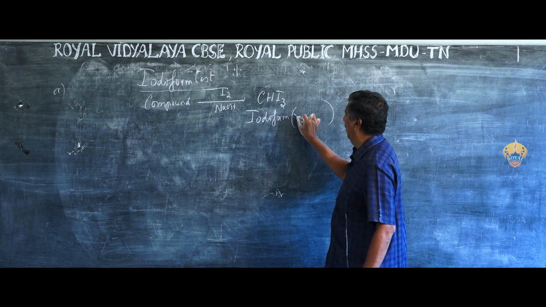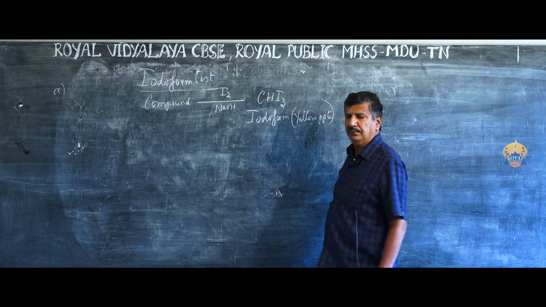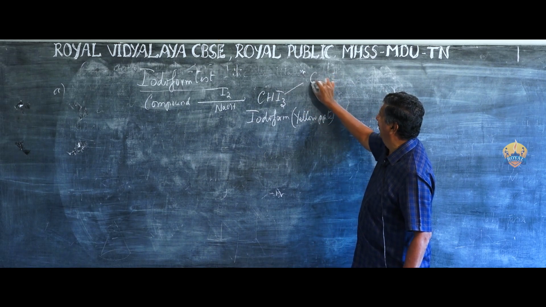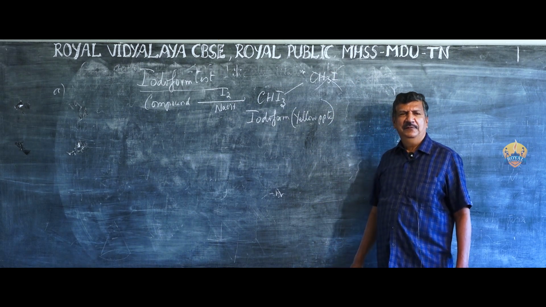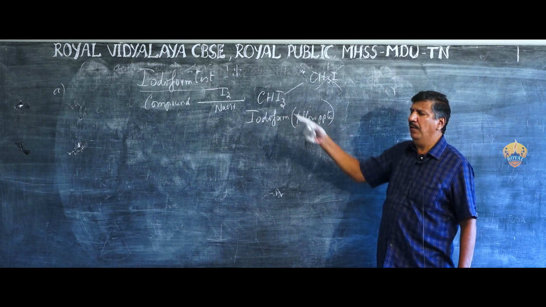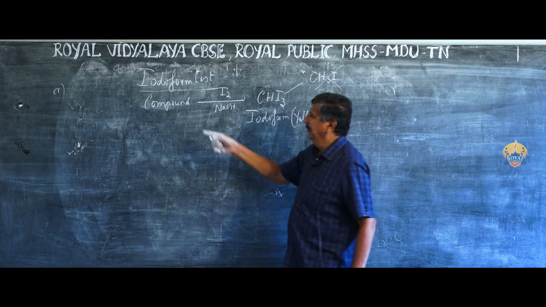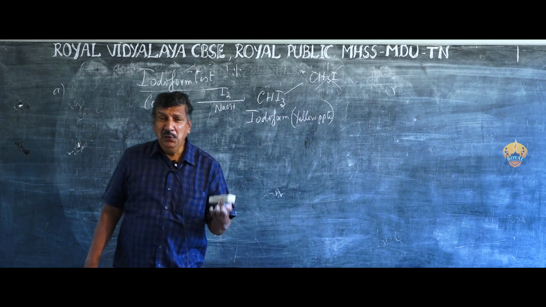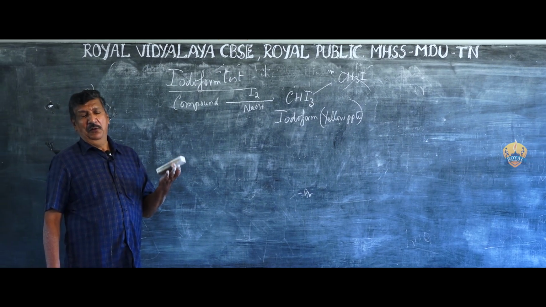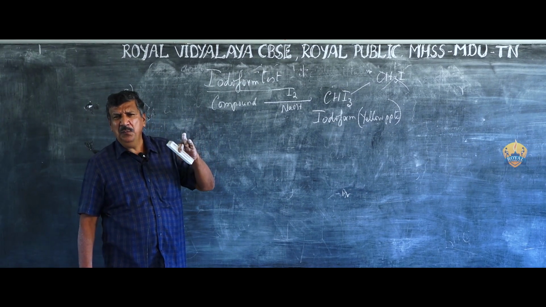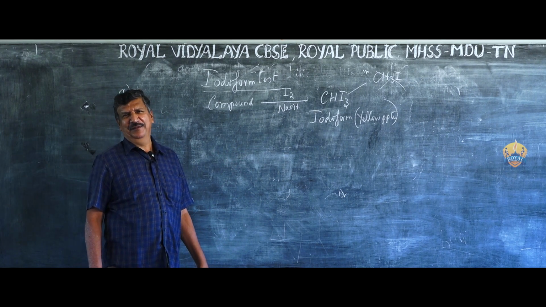It is a yellow precipitate. Don't write it like this; this is methyl iodide. This is iodoform, like chloroform. This test you can use mainly to distinguish compounds. Okay. I'll tell you which of the compounds answer the iodoform test.